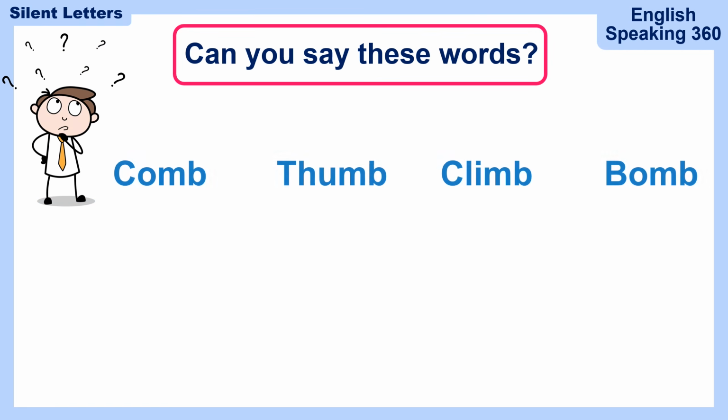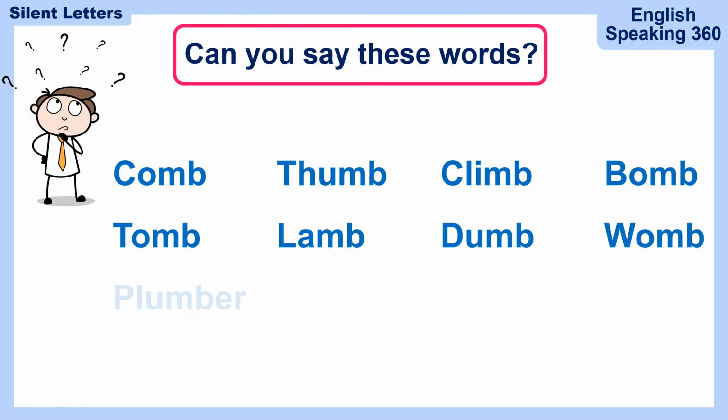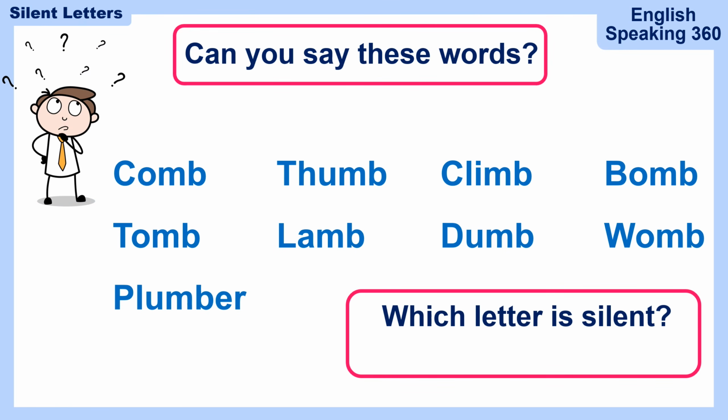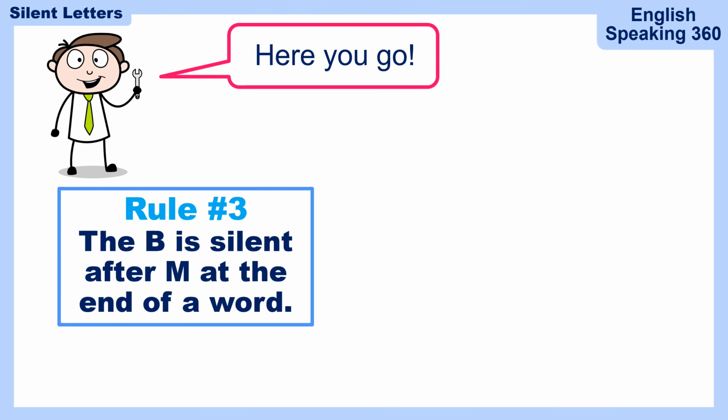Can you say these words? Which letter is silent? Can you find it? And what is the rule? Here it is. Rule number 3. The B is silent after M at the end of a word.